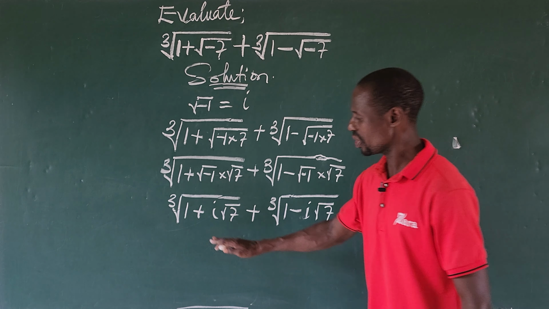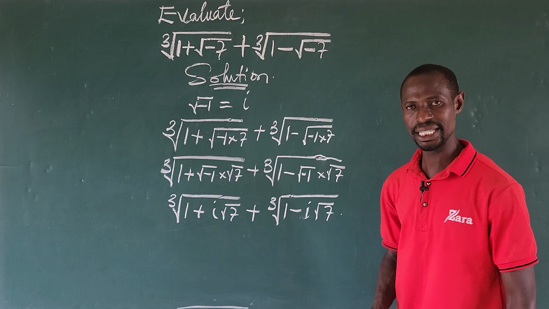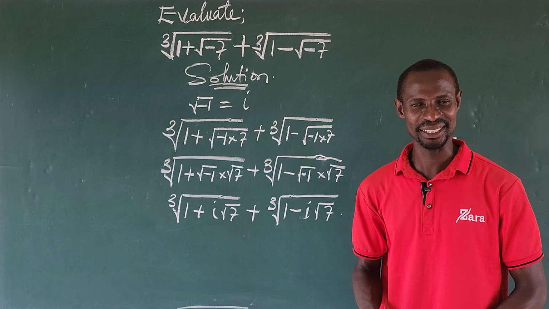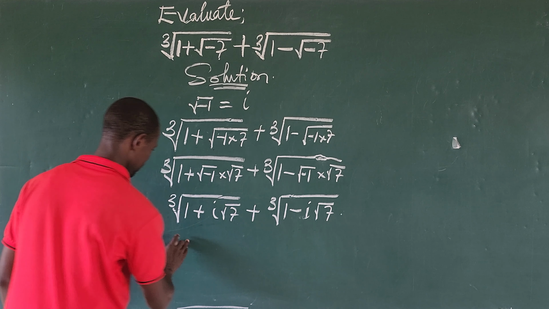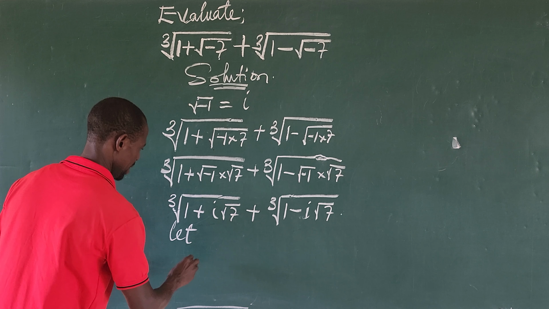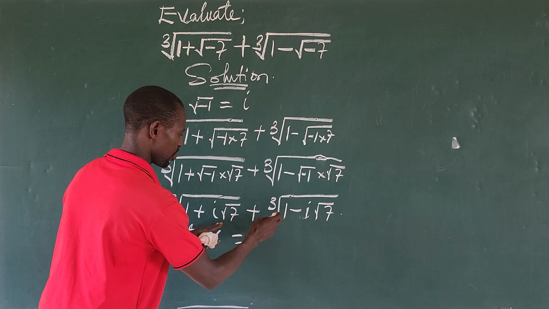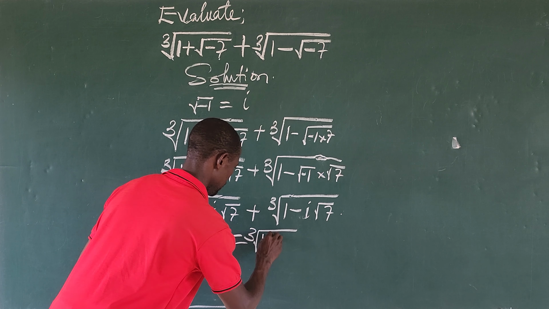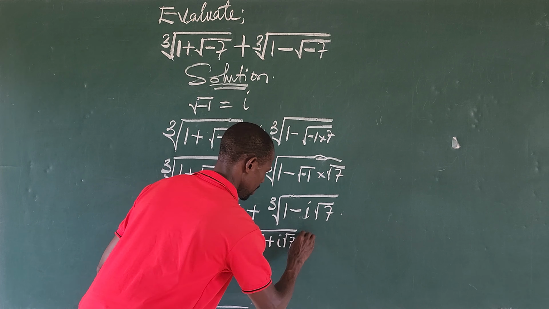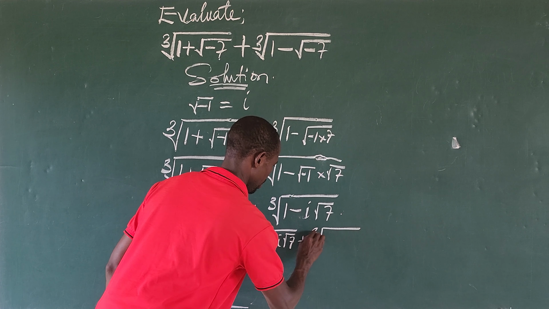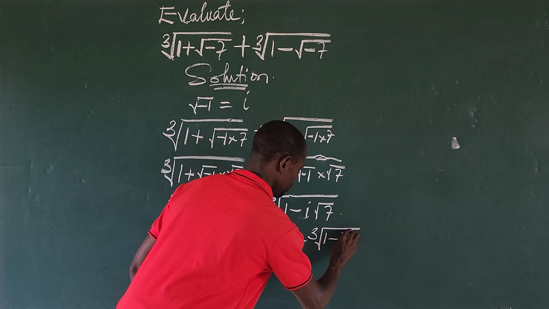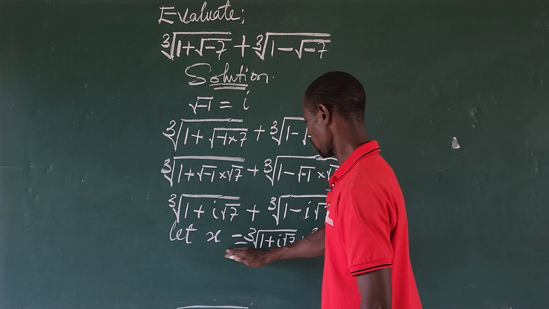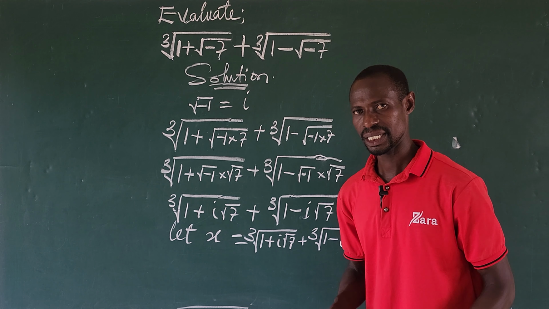Okay. Now with this, we can do a simple substitution to represent everything we have in here. So we're going to take a certain variable. I like using x because x is a king in the world of mathematics. So let's take x. So we can say here, let x be equal to everything we have in here. So let it be the cube root of 1 plus iota root 7, then plus the cube root of 1 minus iota root 7. Easy, right?